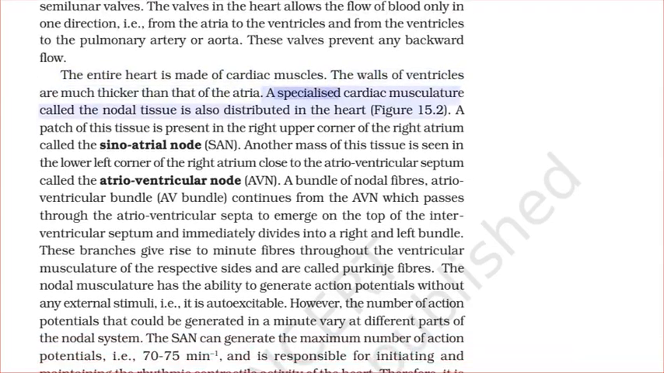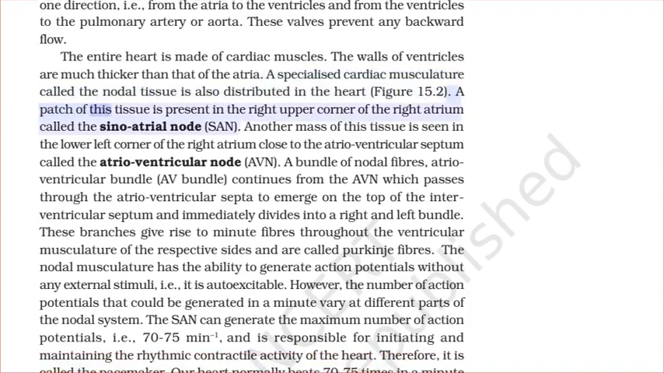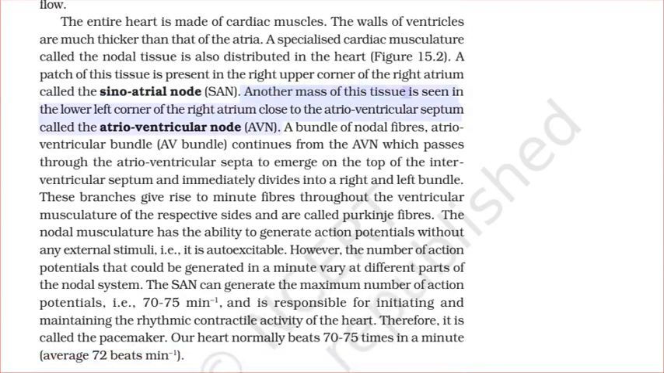A specialized cardiac musculature called the nodal tissue is also distributed in the heart. A patch of this tissue is present in the right upper corner of the right atrium, called the sinoatrial node, SAN. Another mass of this tissue is seen in the lower left corner of the right atrium close to the atrioventricular septum, called the atrioventricular node, AVN.